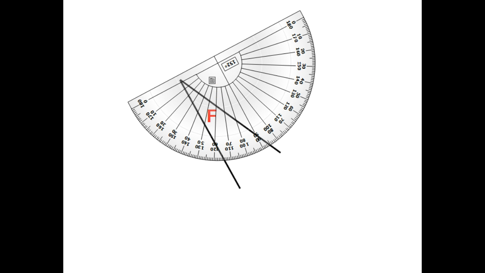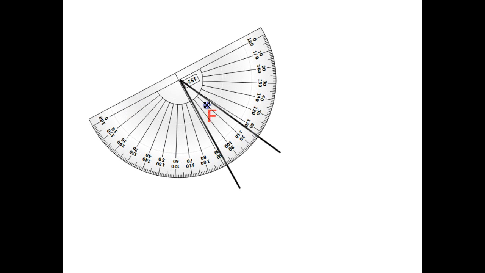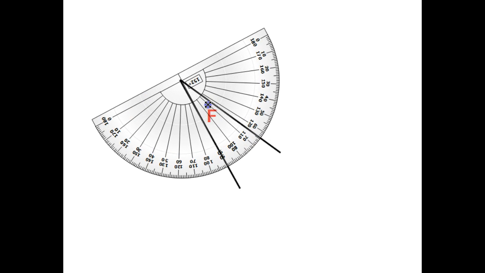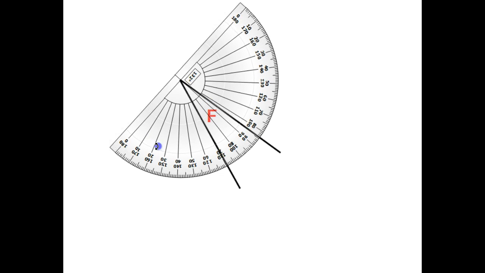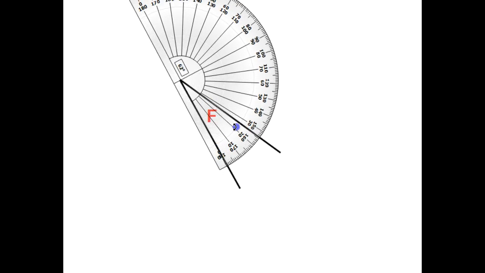Moving on, line him up, bullseye on my vertex, spin him till I get a zero lined up. Looks like it's an acute angle for sure, so I'm using the small numbers. I'm between 20 and 30. And right there I see 21, 22, 23, 24, 25, 26. 26 degrees.